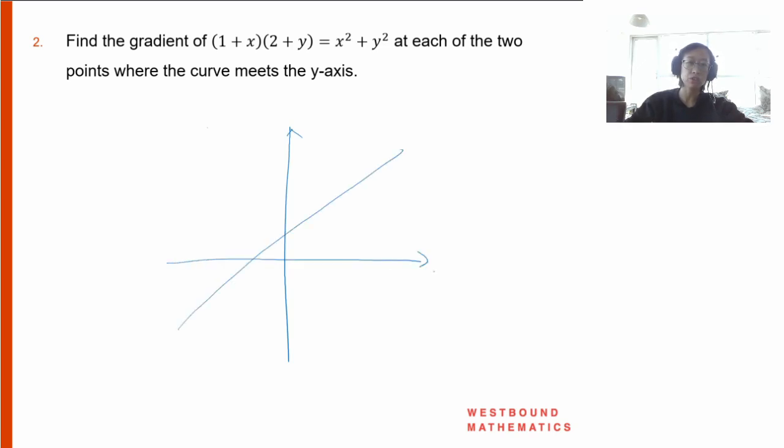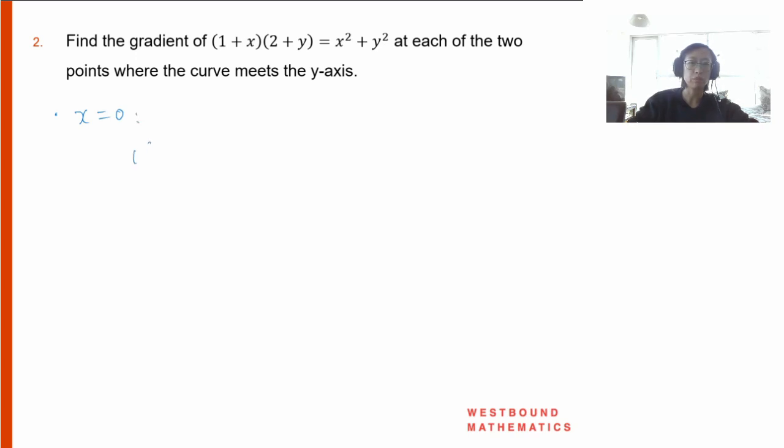Regardless of the shape of your curve, however it looks, whenever your curve is meeting the y-axis, you can see that my x is equal to 0. So in order for this condition to hold, I know that my x needs to be 0. So that's the first condition. Let's plug in x equals 0 back into our original function. So that became 1 times (2 plus y) is equal to 0 plus y squared, which simplifies to 2 plus y is equal to y squared.